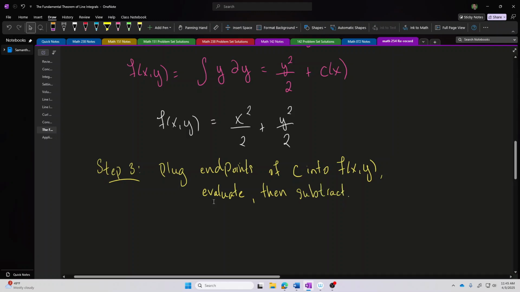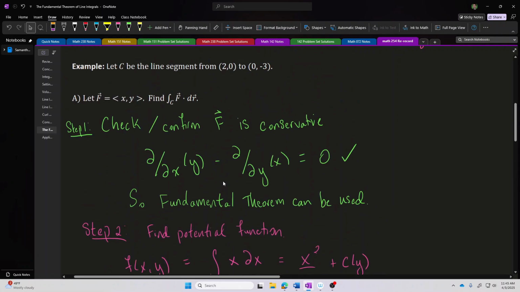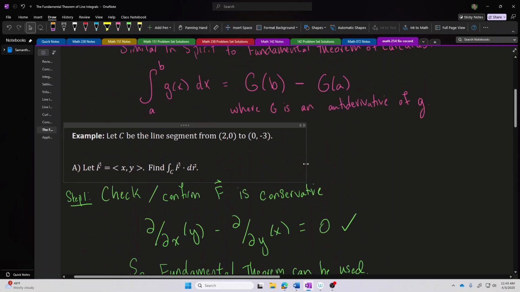So let's go back to the question and look at what they told me about my curve C. Curve C was said to be the line segment that stretches from 2, 0 to the point 0, -3. So the initial point of this curve, my point A, would be 2, 0. And then the final point of this curve, the terminal point, would be this 0, -3 from the question.